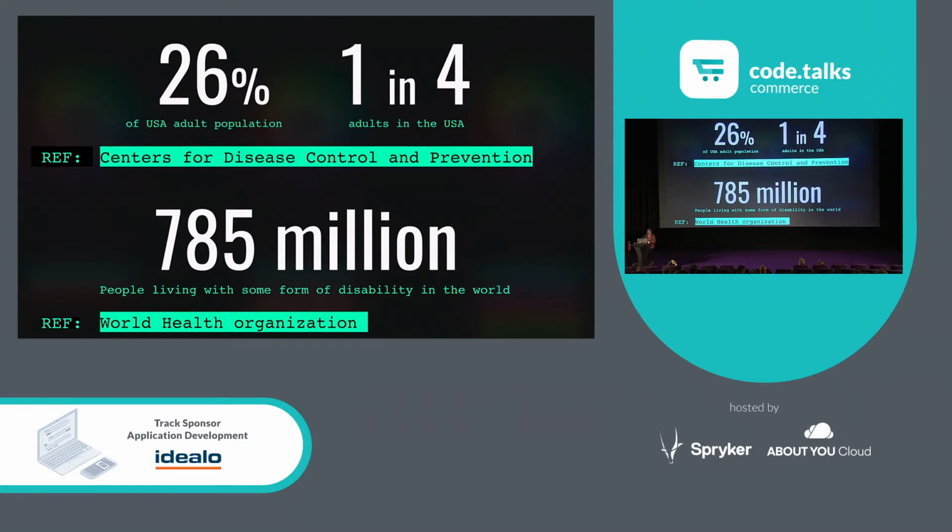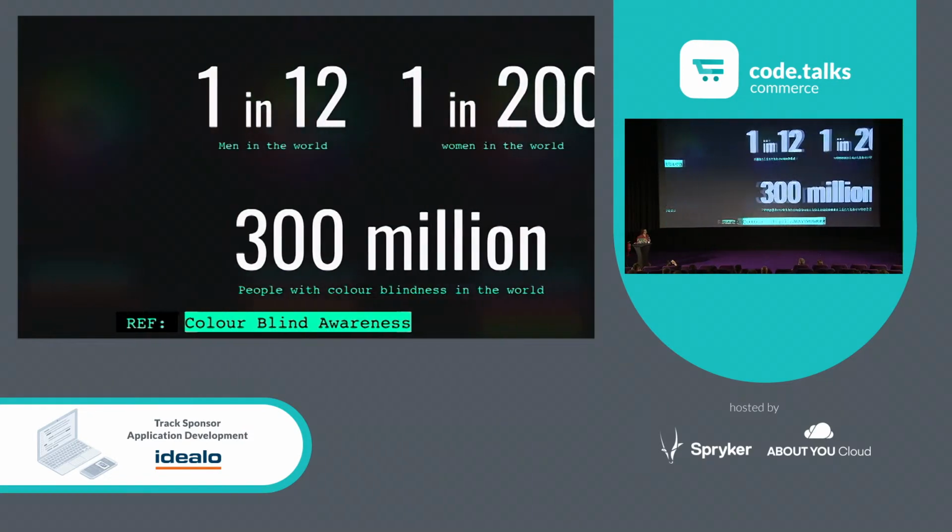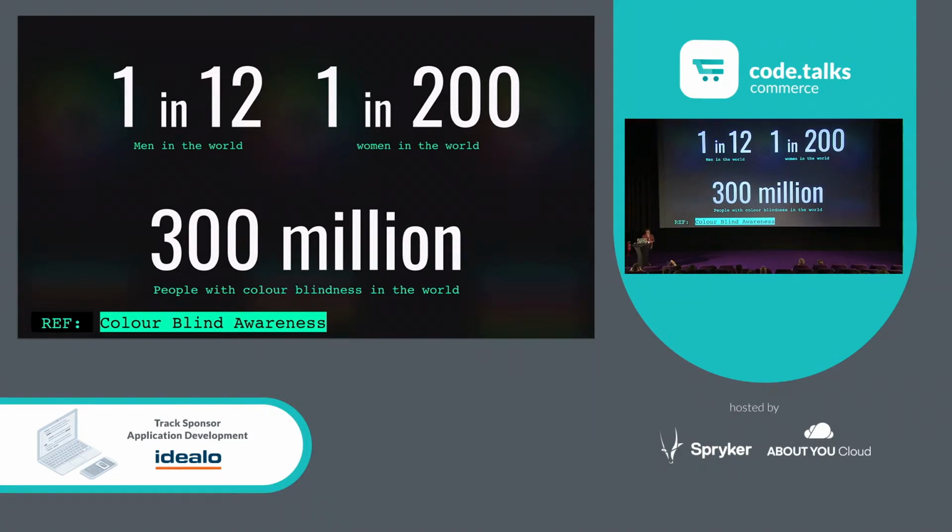Around the world, we have 785 million people that live with some sort of disability. That's 26% of the population in the US, or 1 in 4 adults. If we talk specifically about people living with color blindness, we have 300 million people. That's almost as much as the entire population of the United States, or 1 in 12 men in the world, or 1 in 200 women in the world. That's a lot of people that can be affected by the colors you choose to put in your application.